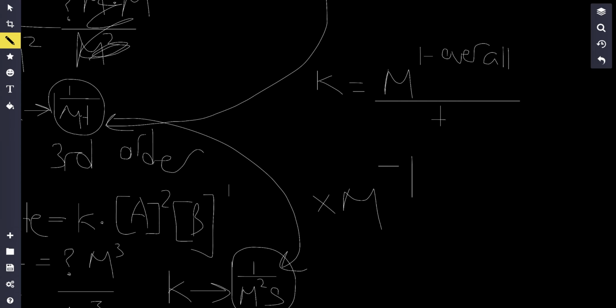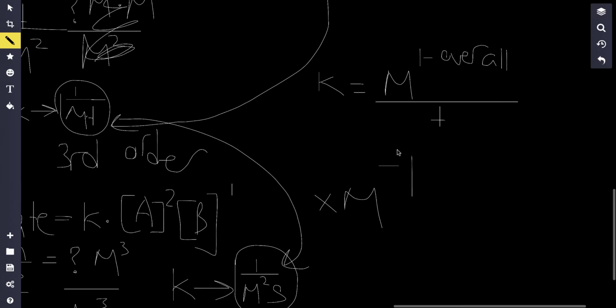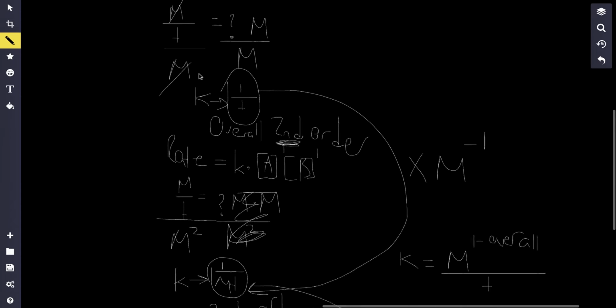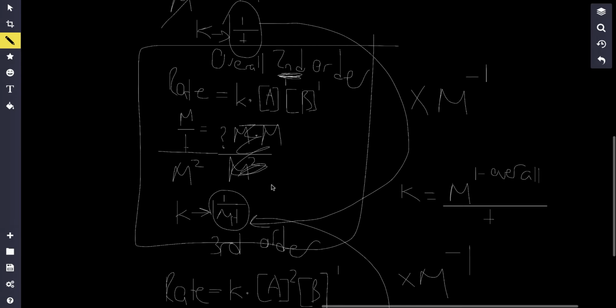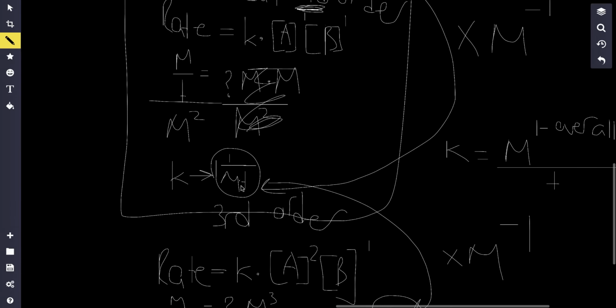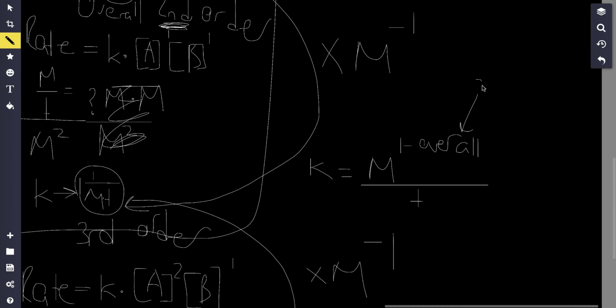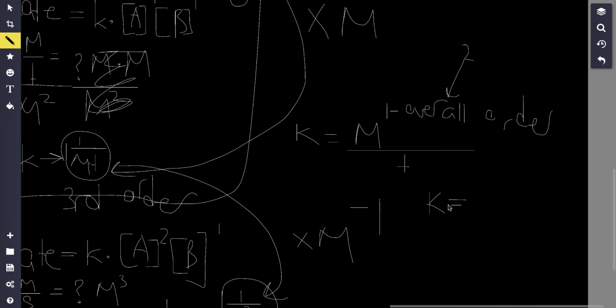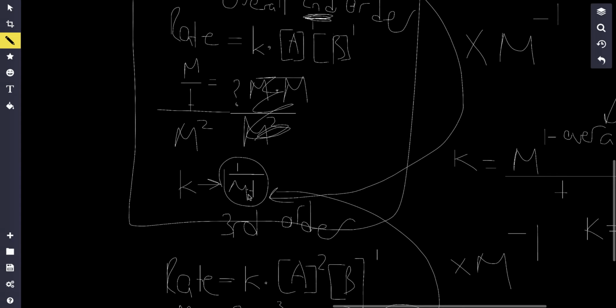So the units of K are going to be equal to molarity to the 1 minus the overall power, divided by time. So for example, for the overall second order, let's take a look at this. Notice how K has the units of 1 over molar times time. If I plug in 2 for my overall order, notice how I get K is equal to m to the 1 minus 2, so m to the negative first power divided by time. M to the negative first, you can just move this to the denominator, so that's just going to be equal to 1 over molar times time, which is what I have here, right?